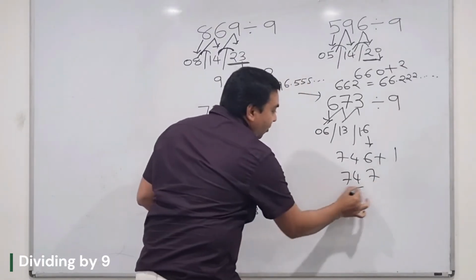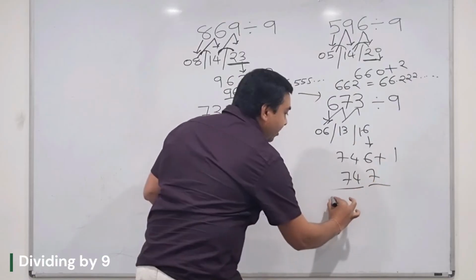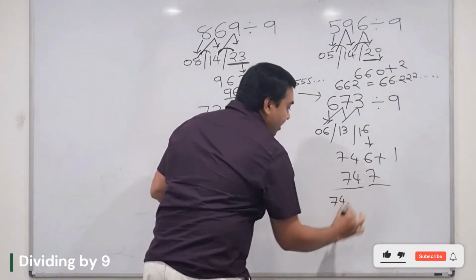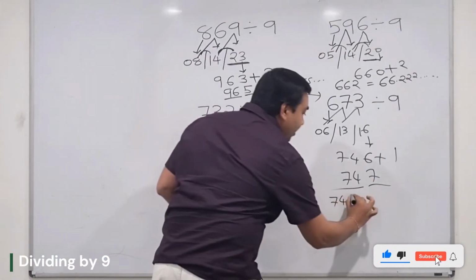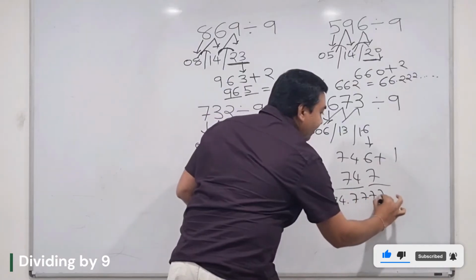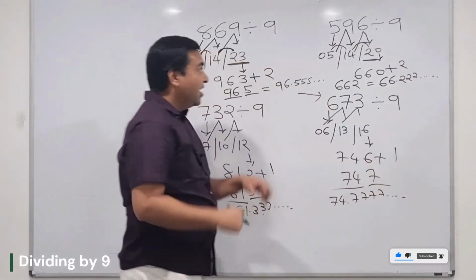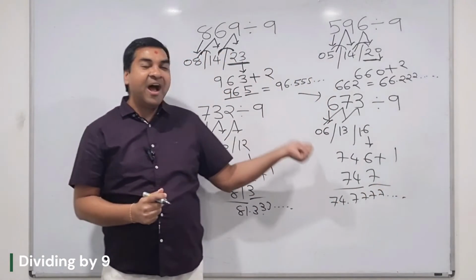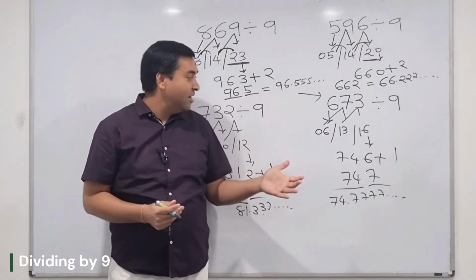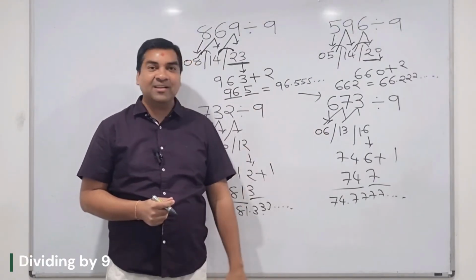747. 74 is my quotient, 7 is the remainder. So the answer in decimal form is 74.7777 in a recurring way, guys. Now you have mastered the technique of dividing by 9, guys.